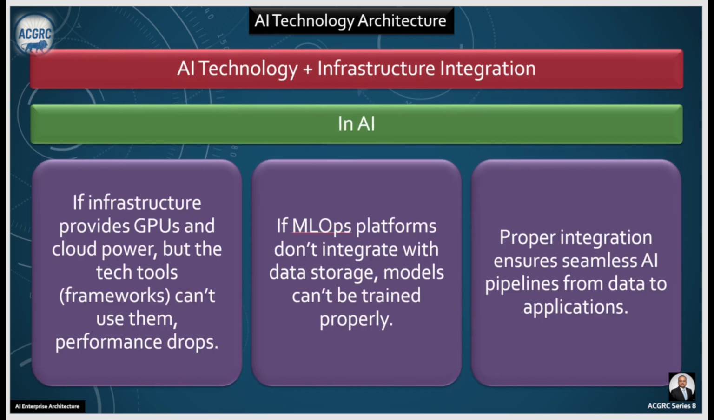Hence, in AI, if infrastructure provides GPU and cloud power, but the tech tools can't use them, performance drops. If the MLOps platform doesn't integrate with data storage, models can't be trained. Proper integration ensures seamless AI pipelines from data to applications.